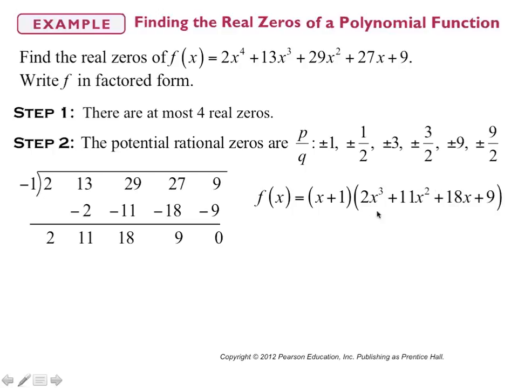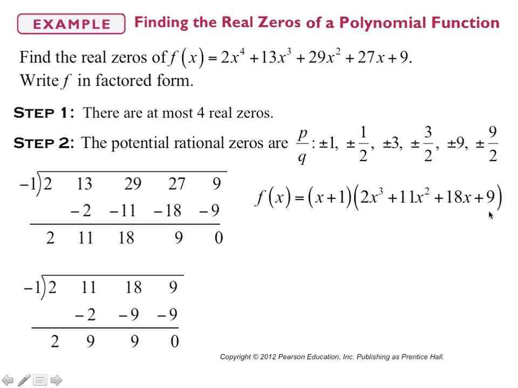And in order to figure out what is left over, you just look at these numbers down here. I don't think I explained this last time, but if we have an x to the 4th here, that means this is going to be the coefficient for x cubed. It's always 1 less, because if you're factoring out an x, you're only going to have x to the 3rd left. So we have 2x cubed plus 11x squared plus 18x plus 9. That's what's left right here.